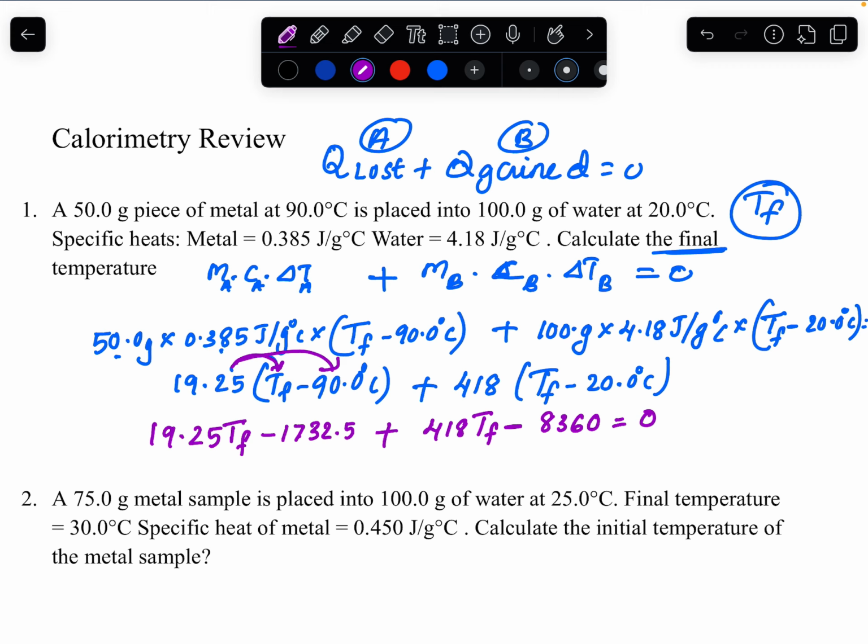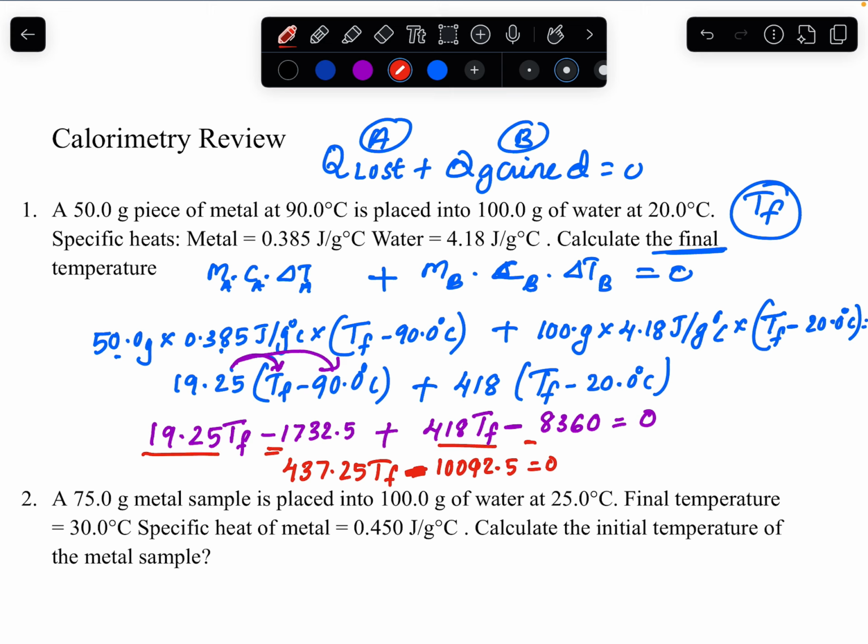Now I'm going to add the same type of variable. There is this TF, just add both of them together. You will get 437.25 TF. Then add these ones together, so that you will get negative 10,092.5 equal to 0. Now it is like normal algebra, easy, right?